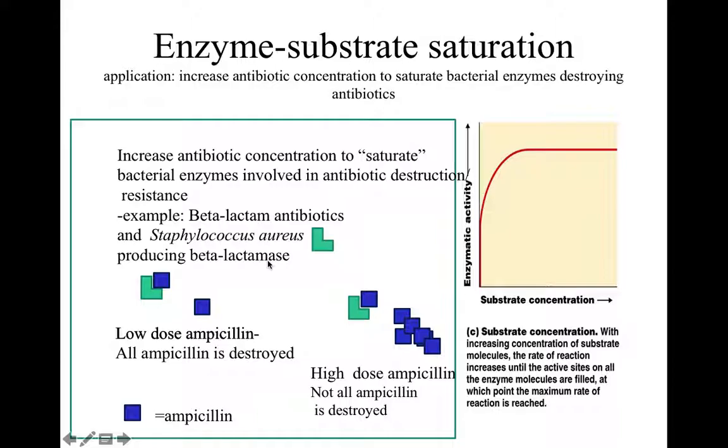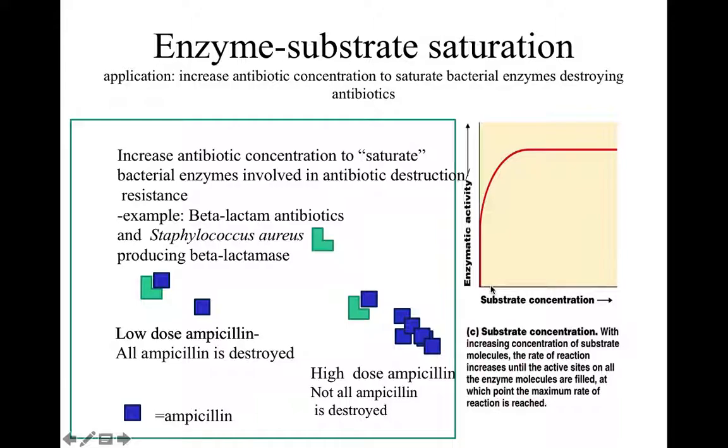Right? So this became a huge problem. The Staphylococcus aureus were making beta-lactamase and thus were destroying penicillin, ampicillin, and amoxicillin given to the patients. However, one strategy that the healthcare providers used was to try to use enzyme substrate saturation to the patient's advantage. So because the beta-lactams are safe, unless you're allergic to them, they're relatively safe antibiotics.